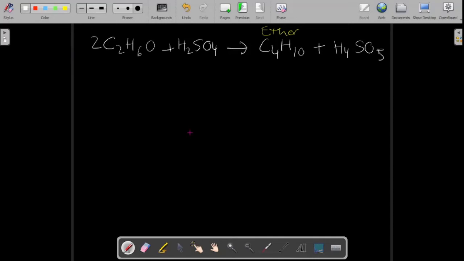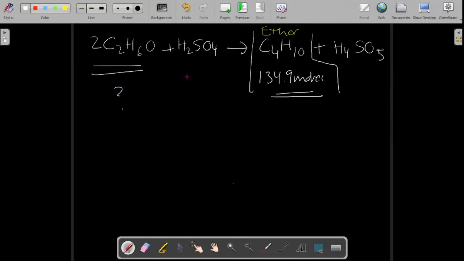If the chemist needs 134.9 moles of ether, so he wants 134.9 moles. That's what he wants of ether. He wants this amount. What is the minimum number of moles of these right here? How many moles will he need to be able to create this amount of ether? And then also, how many of these will he need? There are two parts to this question, so we'll tackle one at a time.